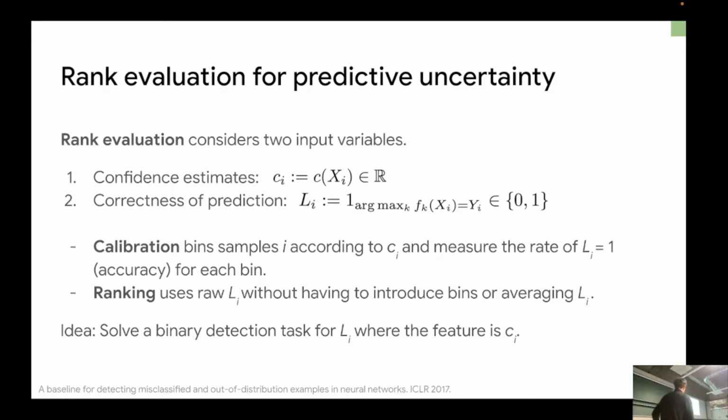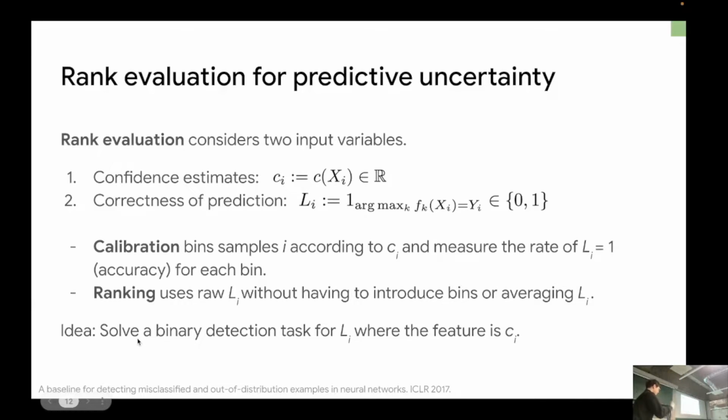So this is what I mean by that. In ranking evaluation, you care about two quantities for every sample: your confidence level predicted by the model, as well as the binary signal of whether you got the sample right or wrong. In general, you wish the high confidence samples to be right and vice versa. In other words, this is like solving a binary detection task.